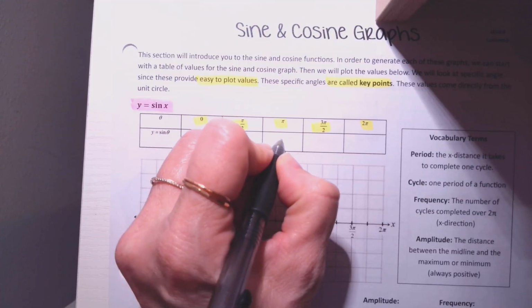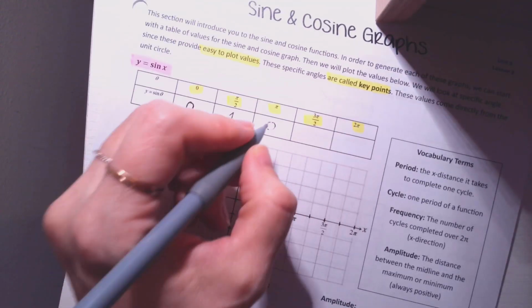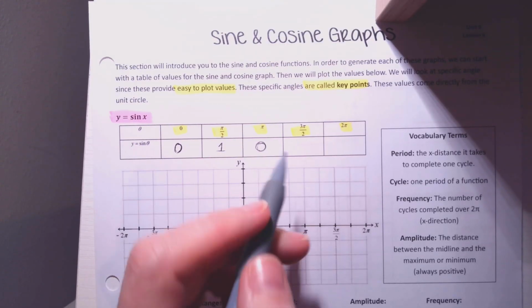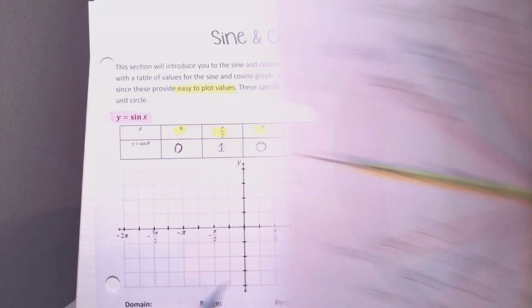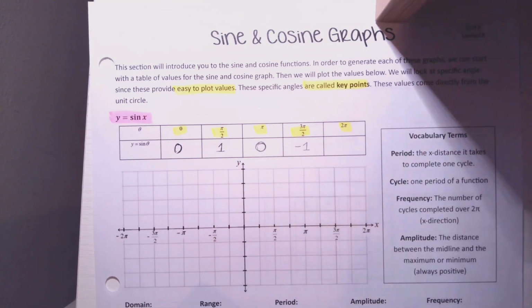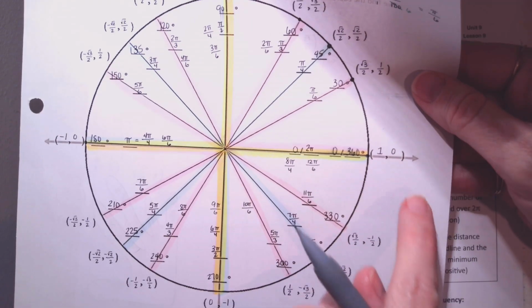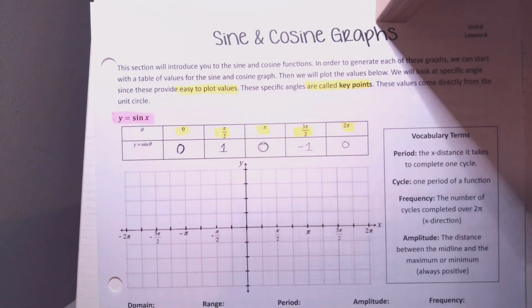Pen is dying. I'm going to have to switch to pencil. Okay. At 3 pi over 2, which was a 270-degree angle, that's down here. So remember, first number is cosine, second number is sine. And then back again at 2 pi, which basically is coterminal to a 0-degree angle, the sine again is 0. So I'm going to take these little guys and plot them on my graph so that we can see what this looks like.